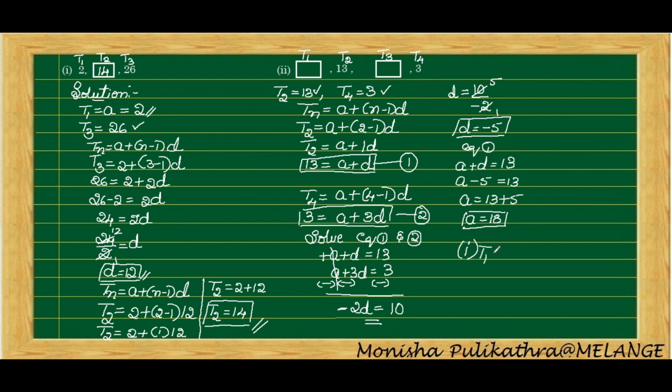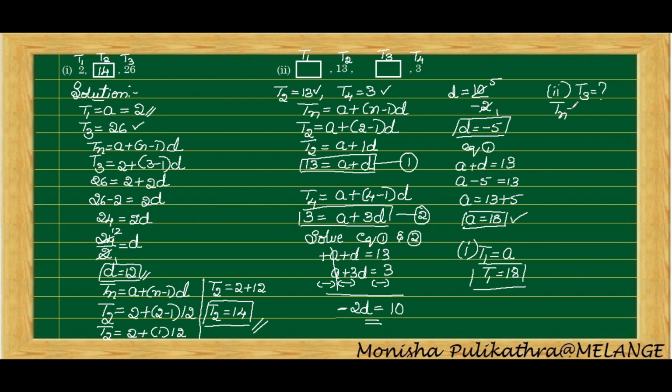We know that T1 is the first term, which is also equal to A. We have already calculated the value for A. So what is A? 18. So the value for T1 is 18 itself. Okay, 18. So next, second one, we need to find the value for T3.